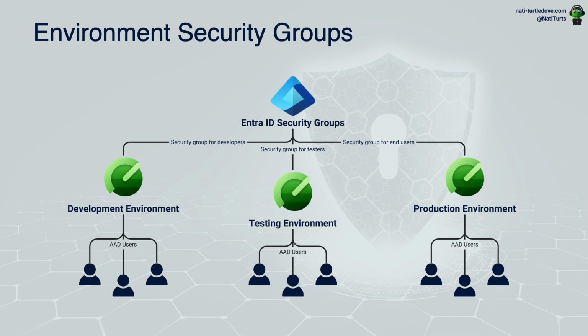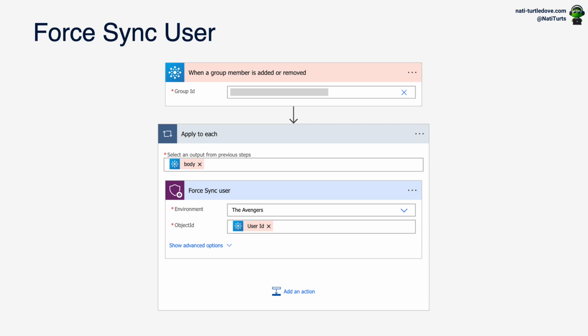Now, the downside about using Entra ID security groups assigned to environments is that there could sometimes be a bit of a lag when you add new people to a group and you want them to access it as soon as possible. So some of the workarounds that you can use is, once you add them to the Entra ID group, you can go directly into the environment and add the user manually, or you can run a quick flow with a force sync user action.